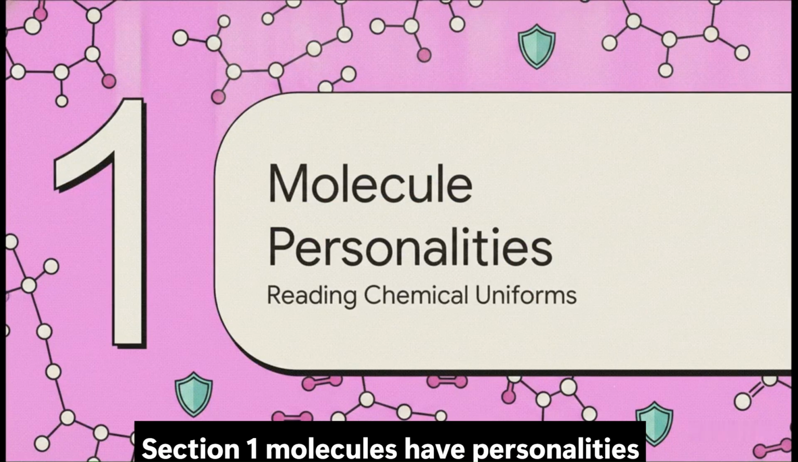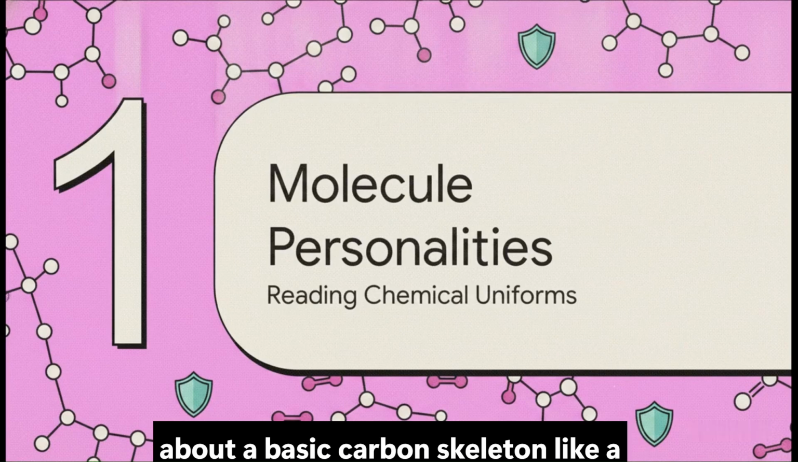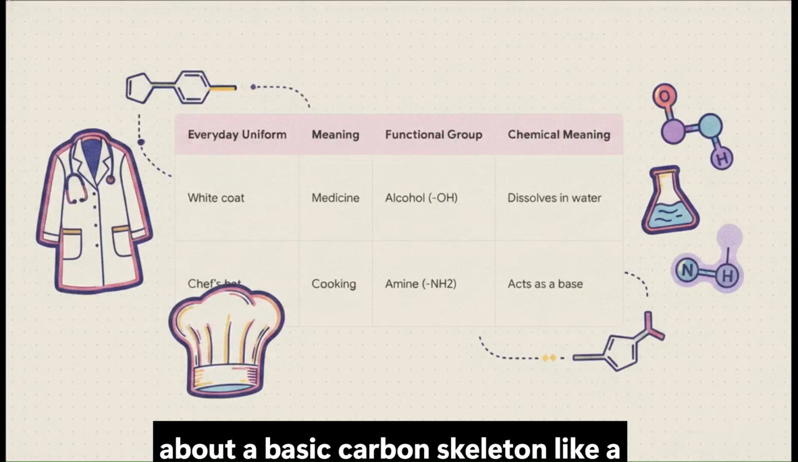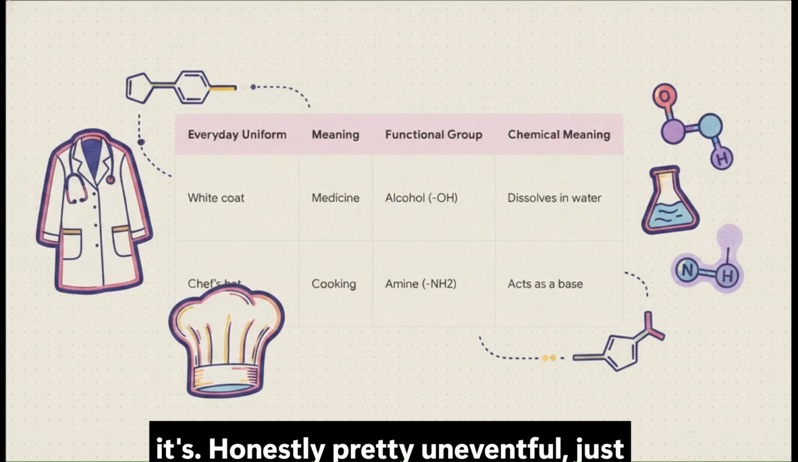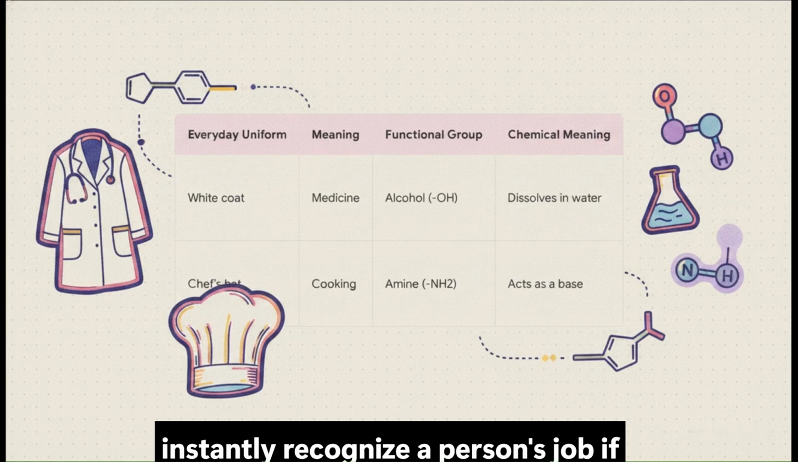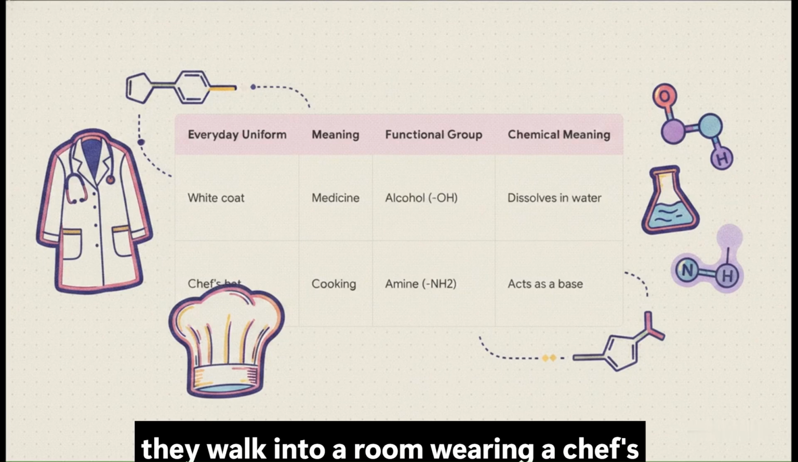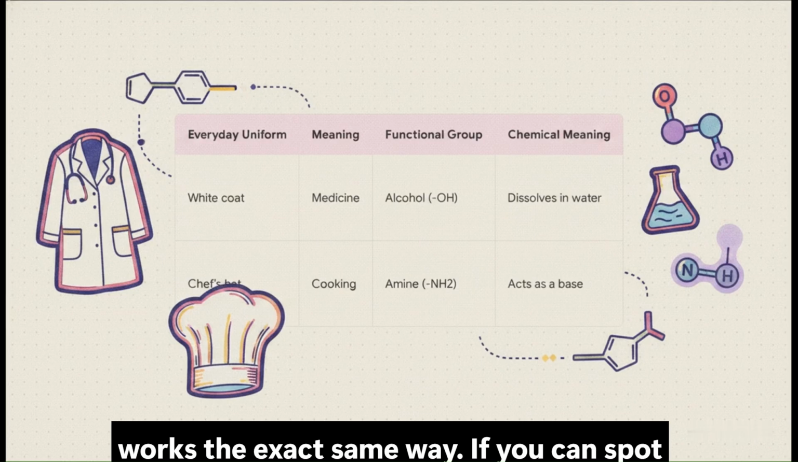Section 1. Molecules have personalities. Reading the uniforms of chemistry. Think about a basic carbon skeleton, like a molecule's physical body. On its own, it's honestly pretty uneventful, just structurally stable and completely unreactive. But you know how you instantly recognize a person's job if they walk into a room wearing a chef's hat or a doctor's white coat? Chemistry works the exact same way.